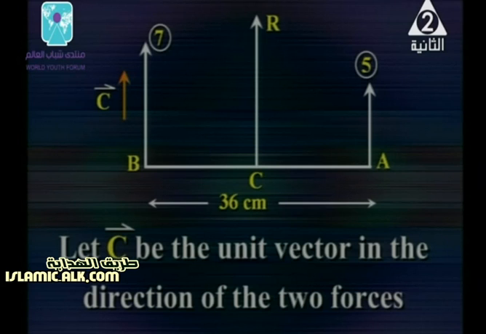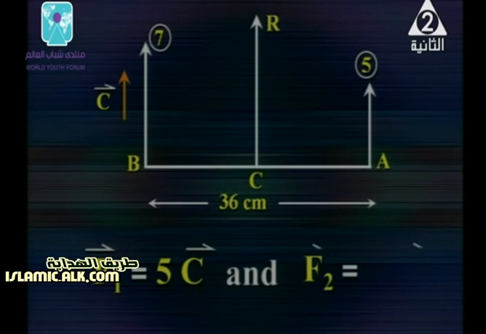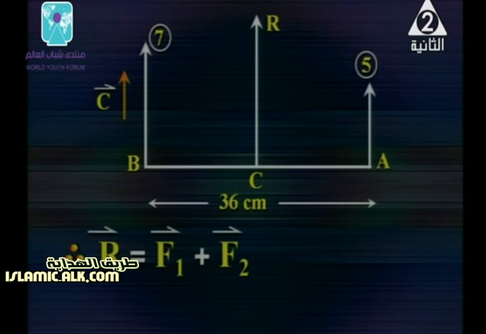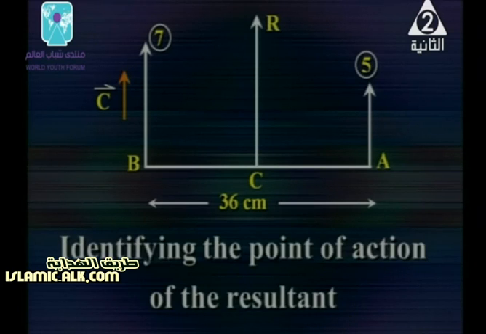Look at the figure. Let C be the unit vector in the direction of the two forces. F1 equals 5C, F2 equals 7C. What is R? The resultant of the two forces equals the sum of the two forces, F1 plus F2, equals 5C plus 7C, in the same direction, equals 12C. Identify the point of action of the resultant. Look, dear student, C is the point of action of R.